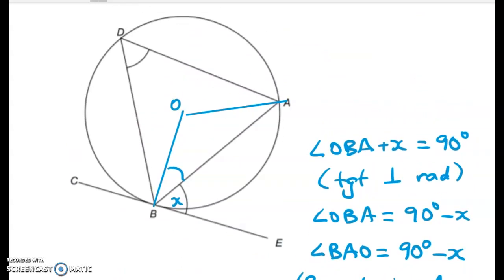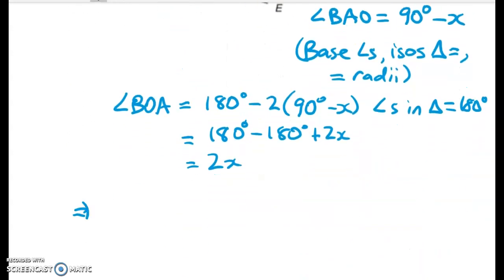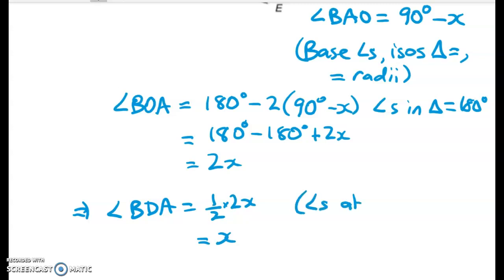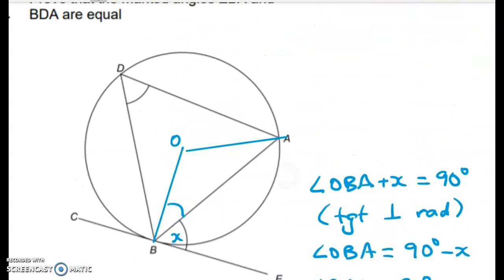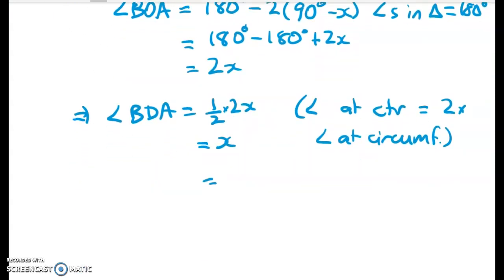Finally, angle BDA is equal to half of that, and that's because the angle at the centre is equal to twice the angle at the circumference. And that angle x is the angle we were asked about, which was angle BDA.